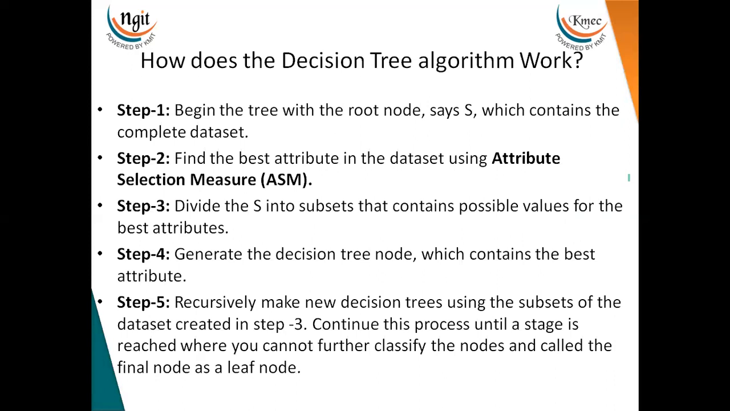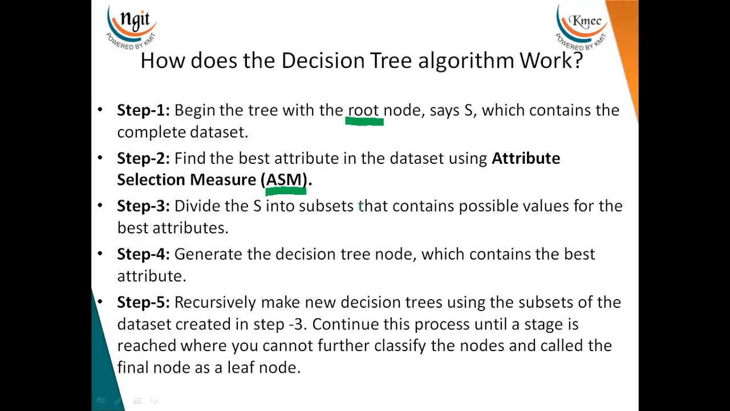Now, as I told you, we should start from the root node. In the root node, we should select a particular attribute from our dataset. Your dataset has multiple columns, and each column represents a feature, that is, an attribute. Any attribute you can't select randomly. You should select the best attribute. That selection of the best attribute is possible using ASM, that is, the attribute selection measure.